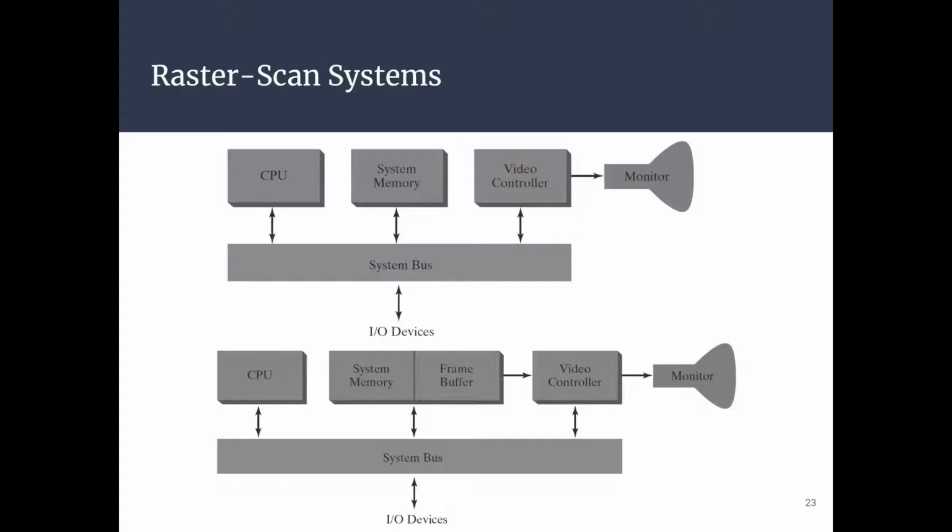And then this image down here, the second image, is also a sample architecture of a raster scan system. However, this bottom one is a little bit more complex than the top one. Inside the system memory, there's actually a dedicated area for the frame buffer. So the frame buffer has a specific area for itself inside the system memory, instead of being just somewhere random in system memory. With this design, the video controller has direct access to the frame buffer to grab information from it to do the refresh for the screen.